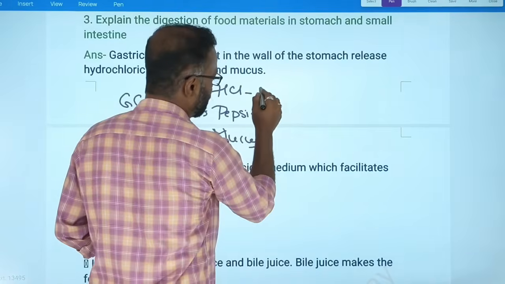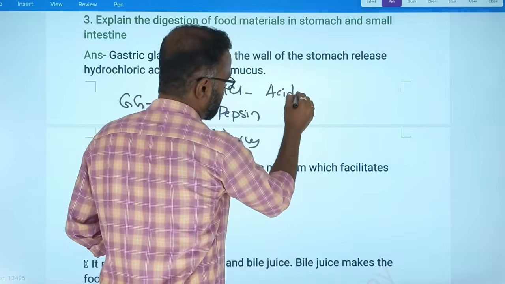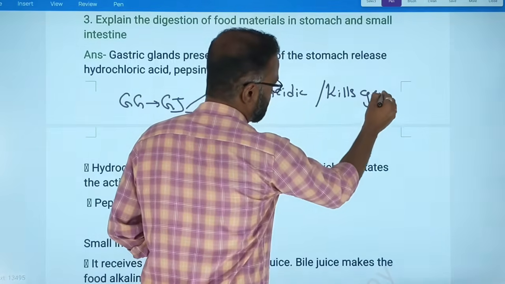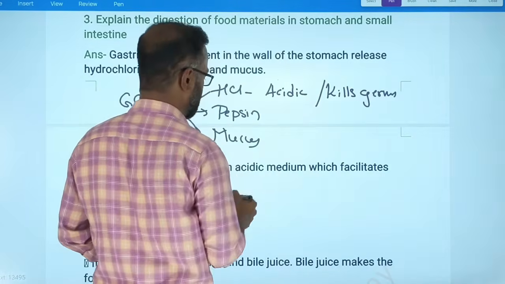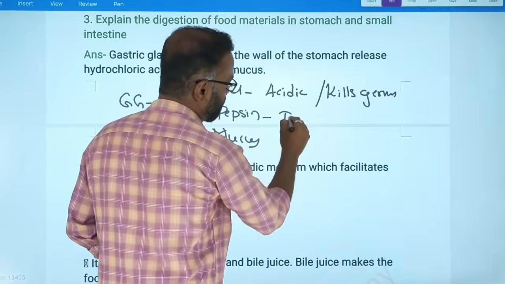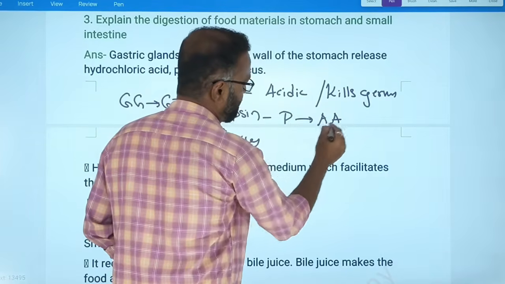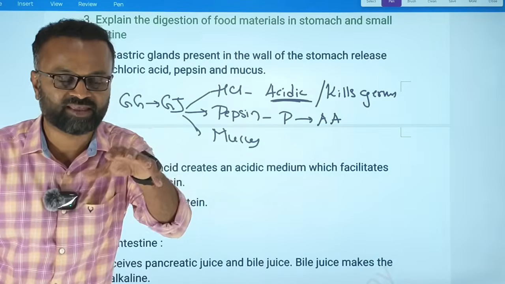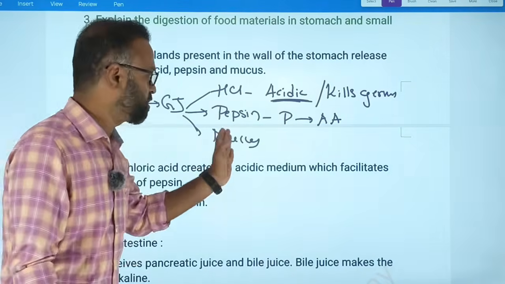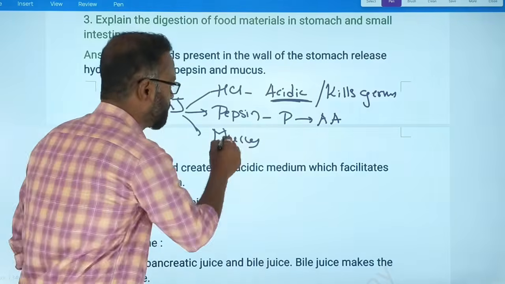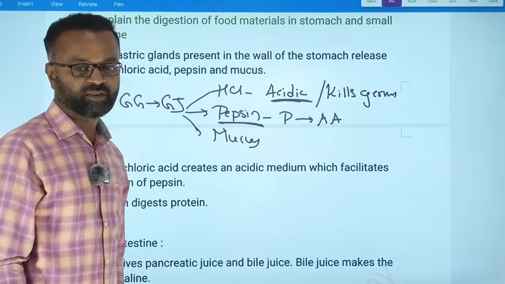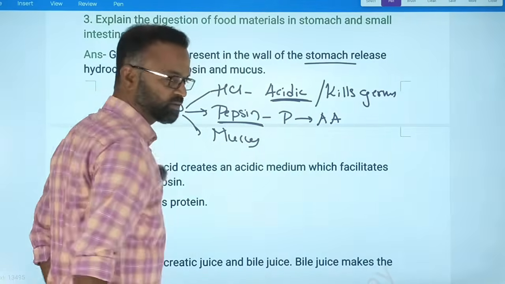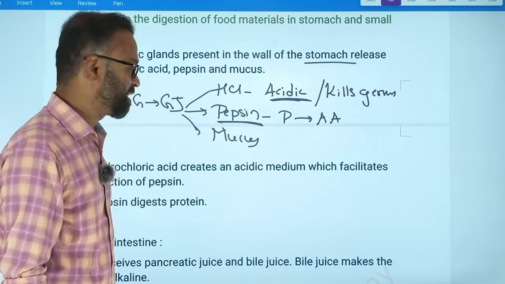HCl makes the food acidic, and it also kills germs. Pepsin will break down the proteins into amino acids when the food is in an acidic medium. HCl provides the acidic medium so that the enzyme pepsin can break down the proteins into amino acids. Which enzyme? Pepsin. Remember, where is it present? Inside the stomach, secreted by the gastric glands.